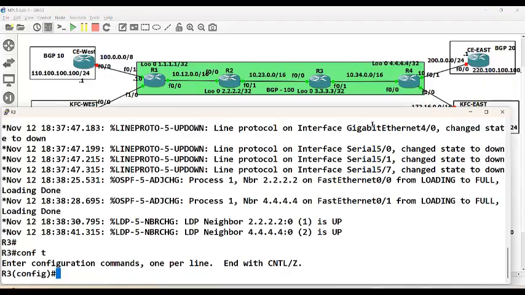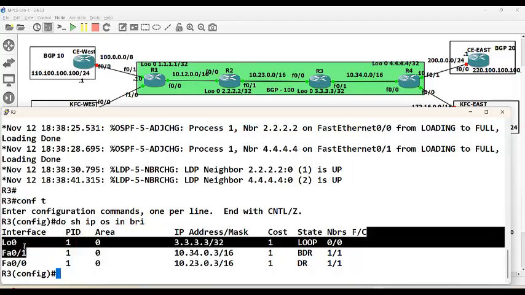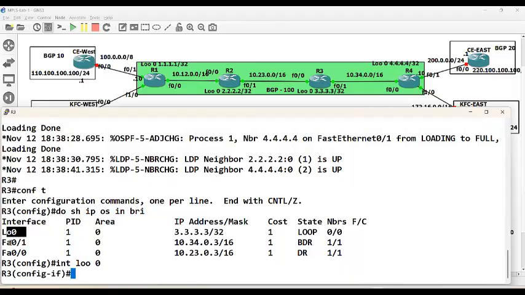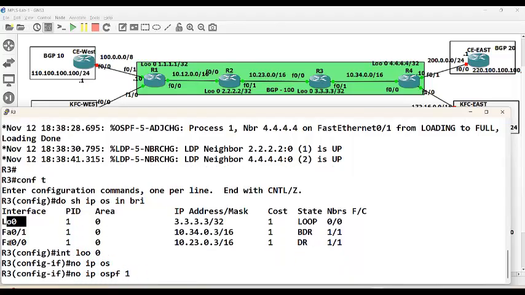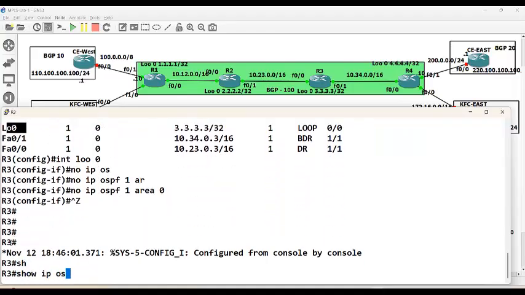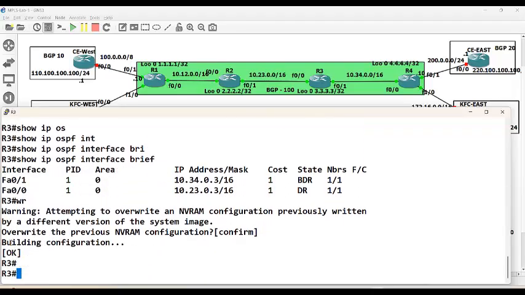OSPF. We are now going to remove OSPF from the loopback. Right now, do show ip ospf interface brief. You can see OSPF running on loopback 0. Yes, we see that, but I'm going to remove it now. Interface loopback 0, no ip ospf process ID area 0. I removed it. Now if you say show ip ospf interface brief, you don't have OSPF running.